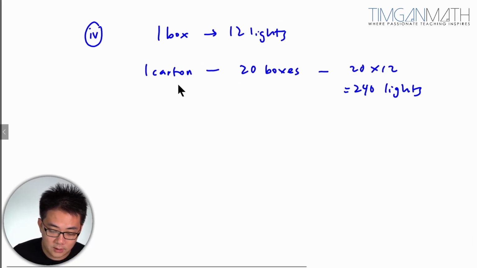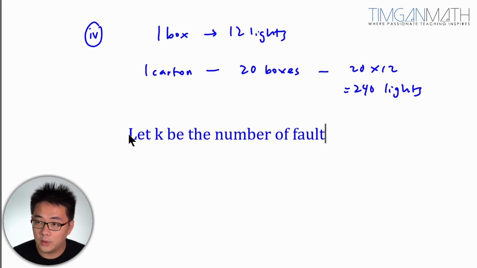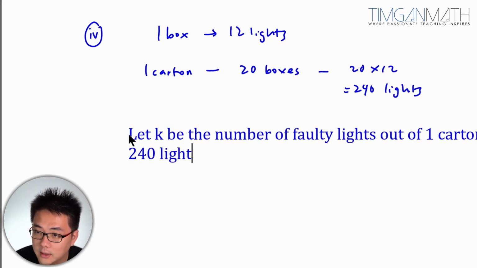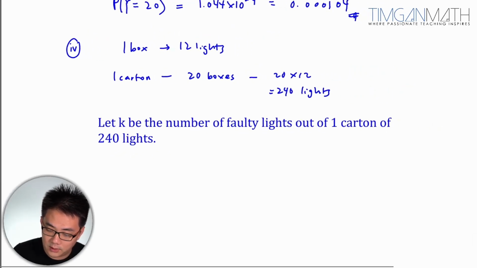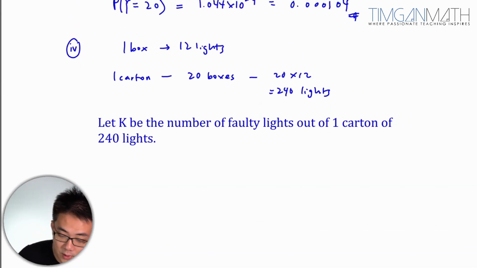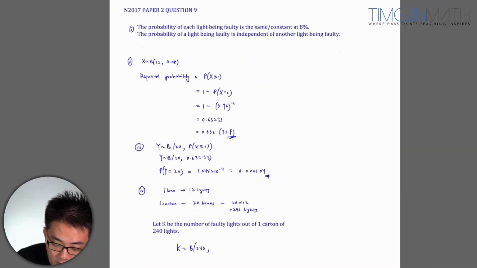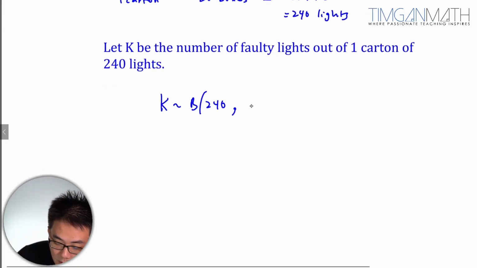So just define, let K be the number of faulty lights out of one carton of 240 lights. Okay, so this is what I'm interested in. So I just let K, capital letter, be the number of faulty lights. Great. So once this is done, we have K, which is actually binomial 240, with every one light being faulty with probability 0.08, right? So this is 0.08.